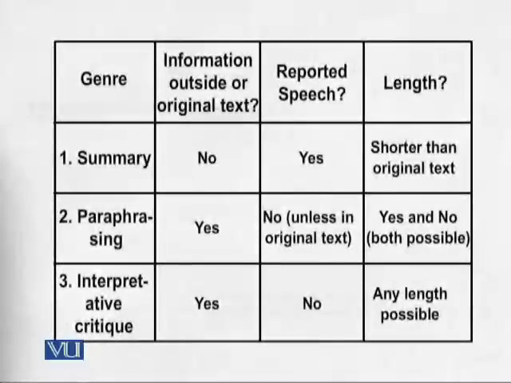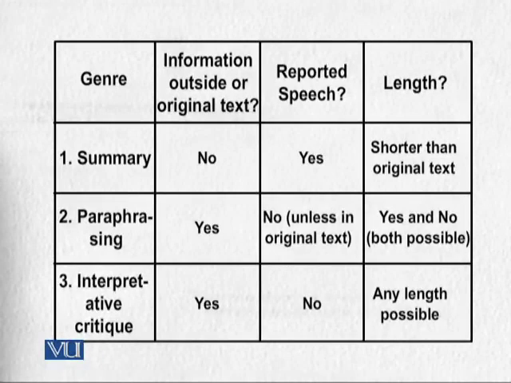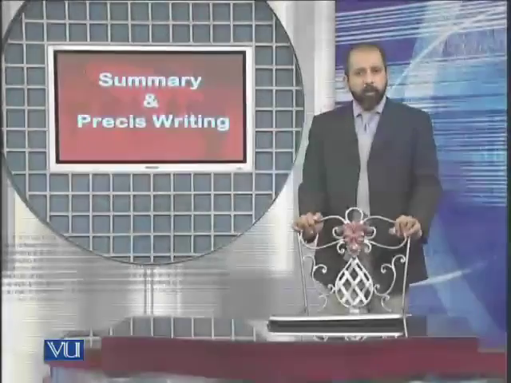As far as interpretative critique is concerned, let's see the same three findings. First question, information outside the original text? Yes, of course, interpretative text can use it. Rather, here we use loads of information from other sources. And reported speech? No, not at all. We can use direct speech, we can use indirect speech, that doesn't matter. And as far as the length is concerned, any length is possible. But most probably the length is always longer than the original text.